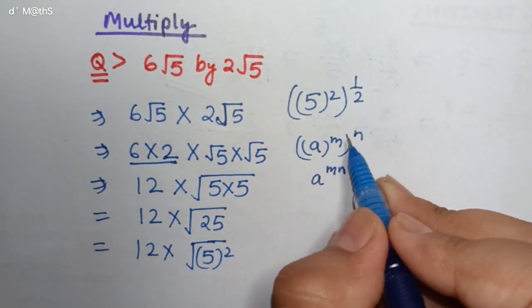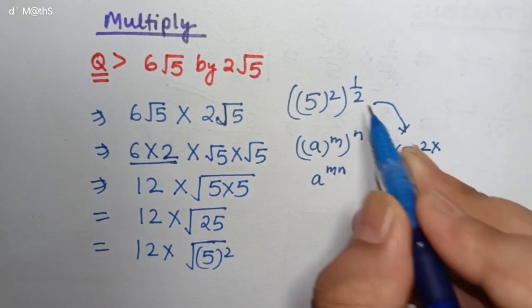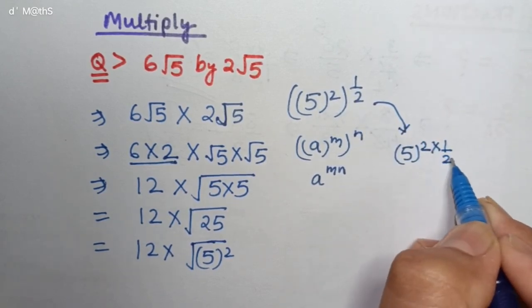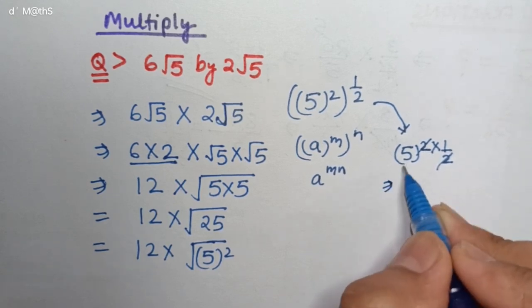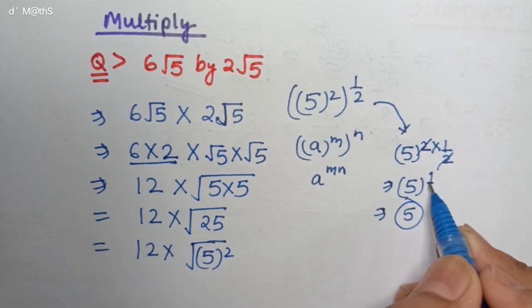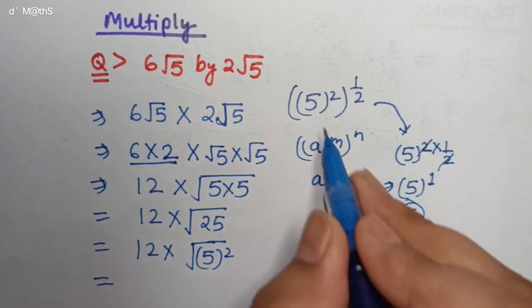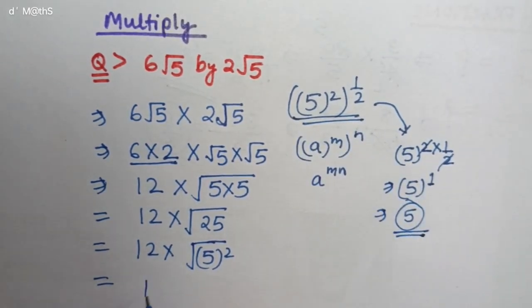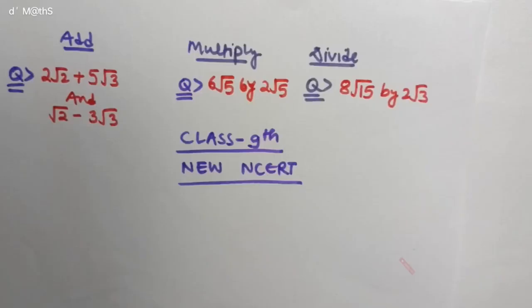Now as per your law of exponent, both the powers will multiply together. So 5 to the power 2 into half. So 2 will cancel out. Now you will have 5 to the power 1. That means 5 can be written one time. So 5 will be your answer. So the question becomes 12 into 5. So 12 into 5, what? 60. So 60 will be your answer. I hope you got the question.